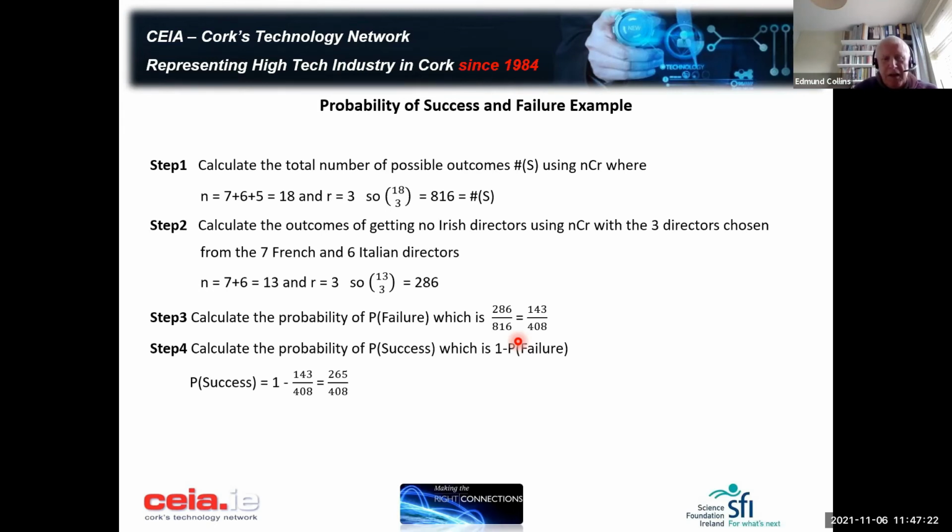So if you think of it that way, I think it can help. But certainly the first step is always getting an idea of the total sample space. Then the number of the outcomes, in this case, getting no Irish directors, and then dividing the probability of that event by the total number of possible outcomes.